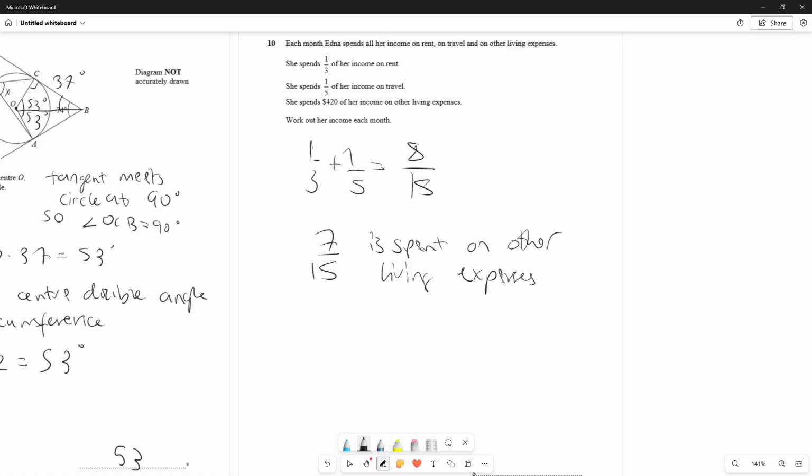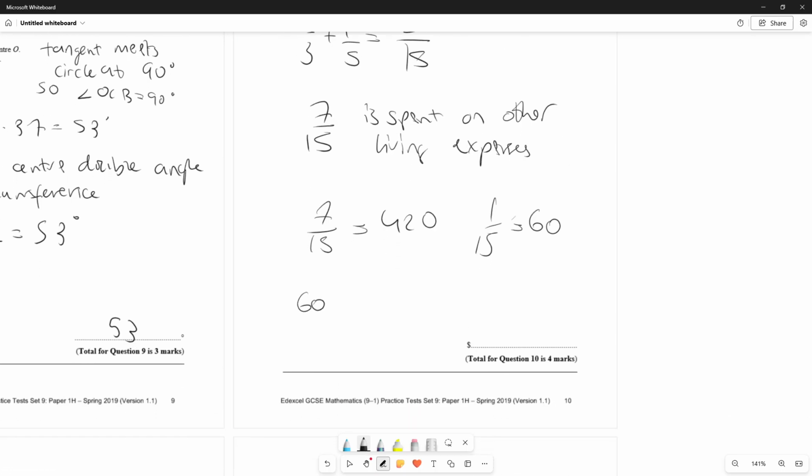Okay. So what does that 7/15ths mean? Well, it means that 7/15ths is equal to $420. So what is 1/15th? Well, we can divide by 7. 1/15 is equal to 60. So if you times 60 by 15, that's equal to 900, which is the total income she has.